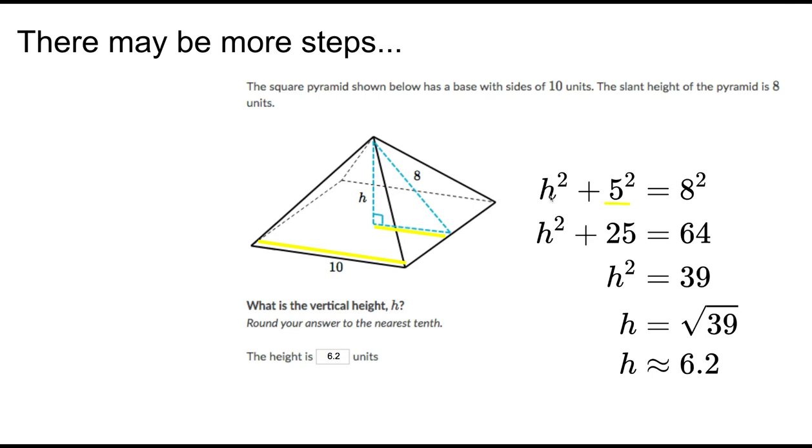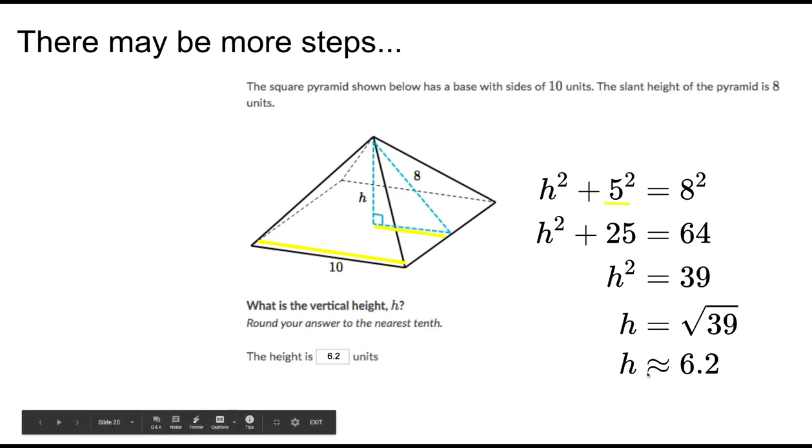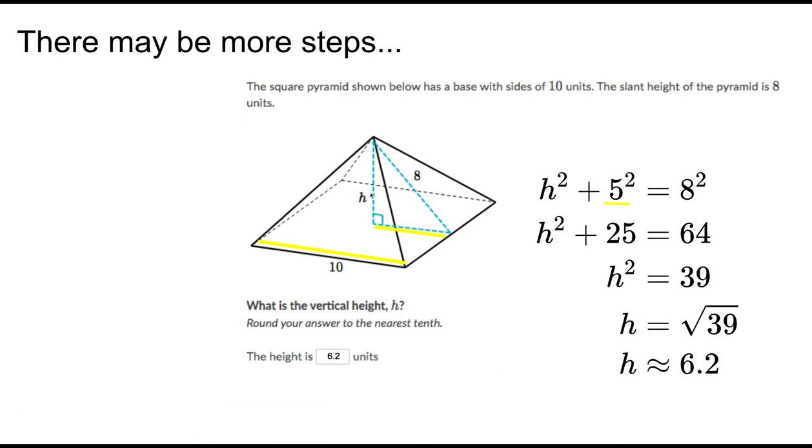H is my other leg. H squared plus 5 squared would equal 8 squared. Do the math, subtract the 25, take the square root of both sides, and approximate the height of your pyramid by rounding it off to the nearest tenth. So you would know the actual height of the inside of this solid.